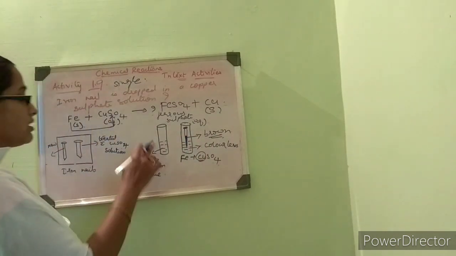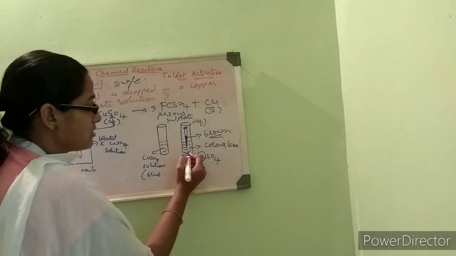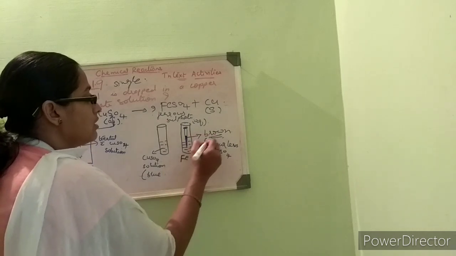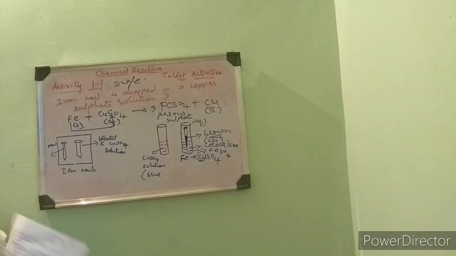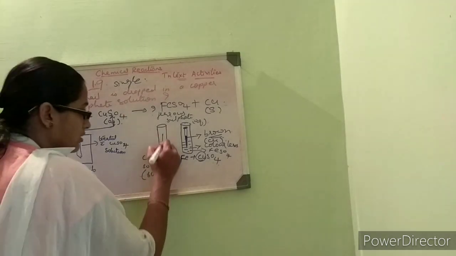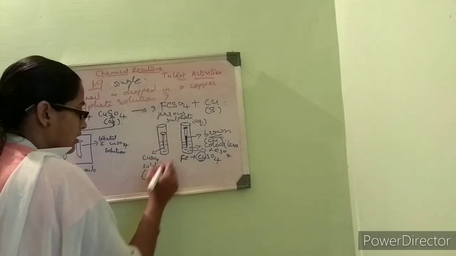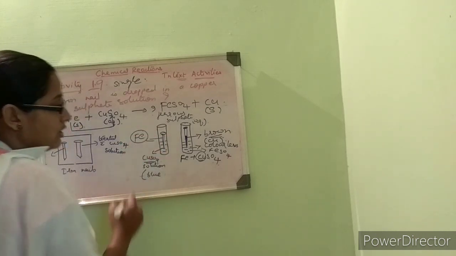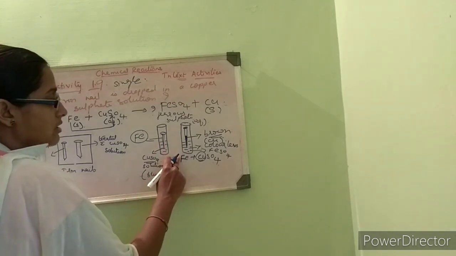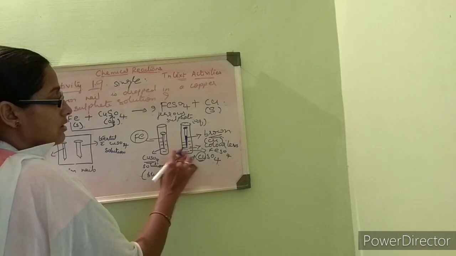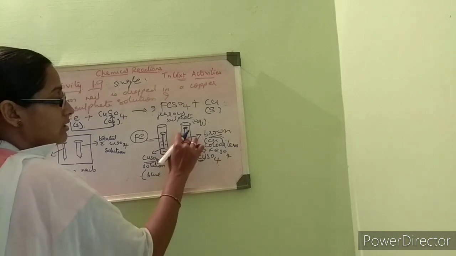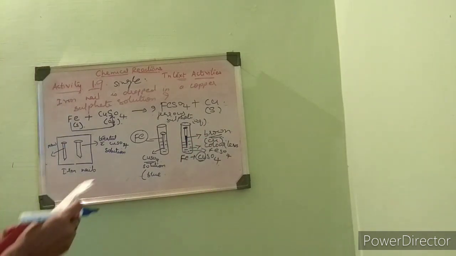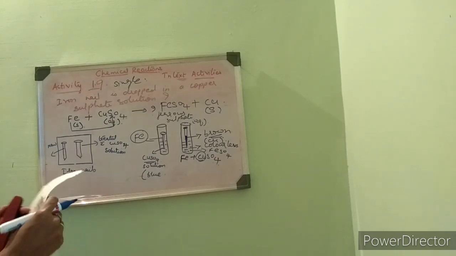So you can understand now what has become the solution, that is ferrous sulfate, and the brown coating that is formed is copper. So initially when you dip a new iron nail, this will be iron, that is Fe, and the solution will be CuSO4. You leave it for some time and you can see the formation of aqueous ferrous sulfate solution, and the brown color that is regained is copper. So that completes your activity 1.9.